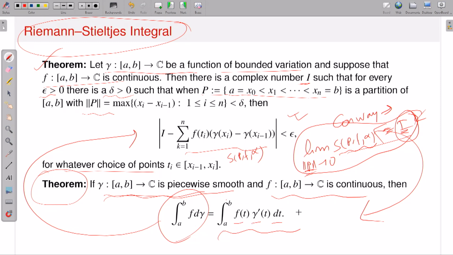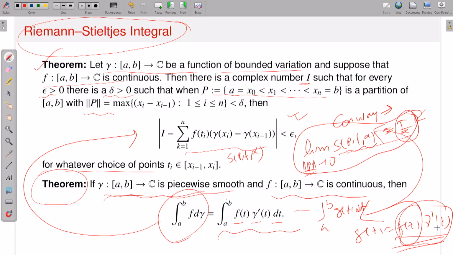So what does that mean? You can say that this is the integral from a to b of g(t) dt. What is my g function? The function g is f(t) gamma prime(t). f is continuous. Now gamma is piecewise smooth, that means gamma is differentiable, not on the whole interval but except at finitely many points. Gamma prime is continuous. Therefore this function is not continuous on the full interval [a, b], but it is continuous at all points in the interval except finitely many.